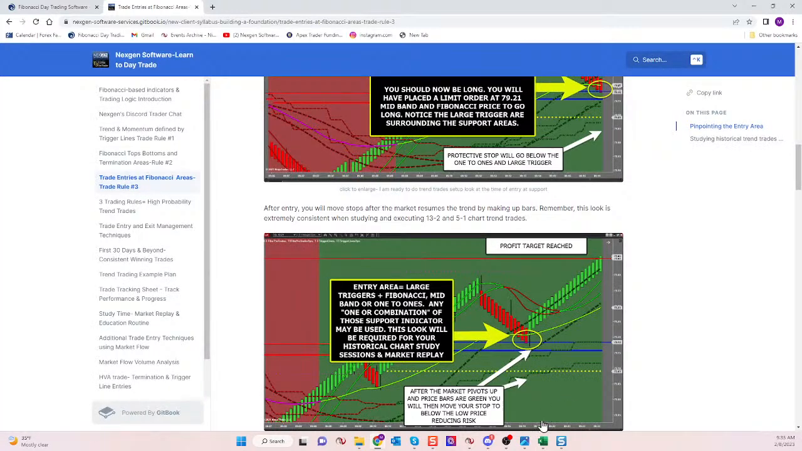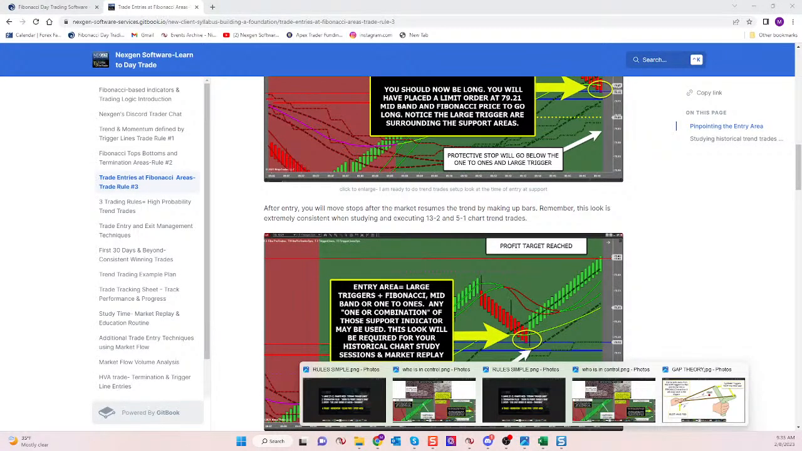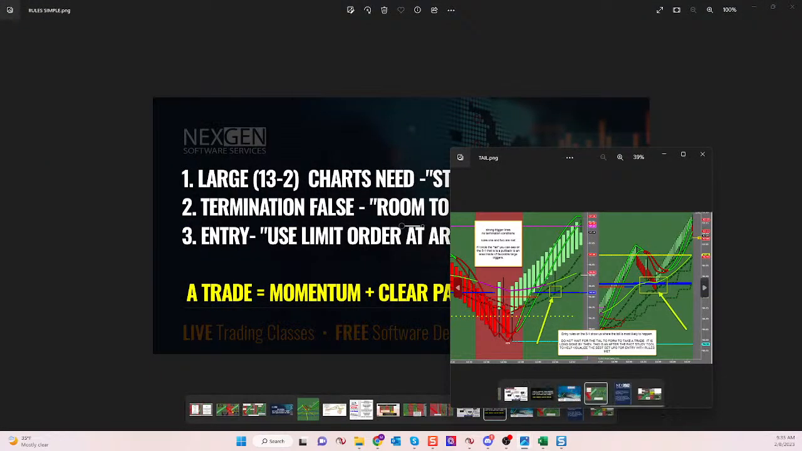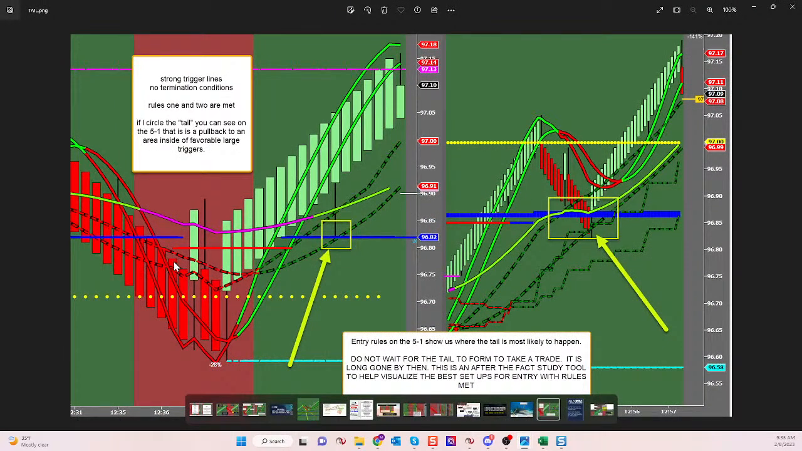So your job as a brand new user, whoa, where'd my picture go? Is to scroll back, to develop trust, right? That belief in the strength, that belief in the power. When the rules are met on your 13-2, when there is momentum, when there's nothing in the way, guys, circle every tail you see. And if that tail lines up with an area of support or resistance inside of favorable large triggers, congratulations, you've just identified a high probability trend trade.